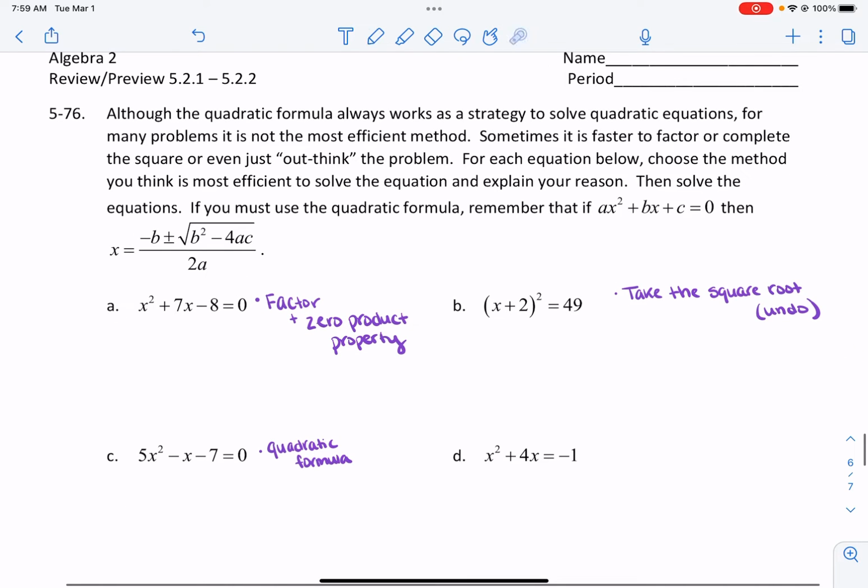Okay, so it says, although the quadratic formula always works as a strategy to solve quadratic equations, for many problems it's not the most efficient method, which is true. It does take a while. It is faster to factor or complete the square, even just outthink the problem. For example, for each question below, choose the method you think is the most efficient and explain your reason, then solve. Okay, we do have a quadratic formula here too if we need it.